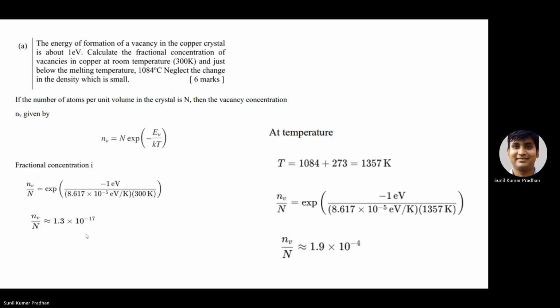Now at a temperature of 1084 degrees centigrade, what will the fractional concentration be? First, you have to convert 1084 degrees centigrade into equivalent Kelvin. Okay, so 1084 plus 273 will be 1357 Kelvin. Then what will be my fractional concentration? Put all these values here. Finally, we get this fractional concentration as numerically equal to 1.9 into 10 to the minus 4. So at room temperature 300 Kelvin, it is 1.3 into 10 to the minus 17, and at a temperature of 1084 degrees centigrade, it is 1.9 into 10 to the minus 4.